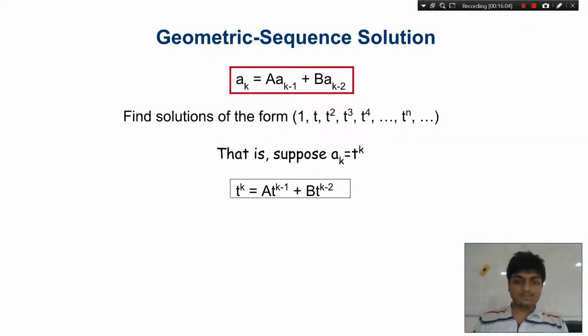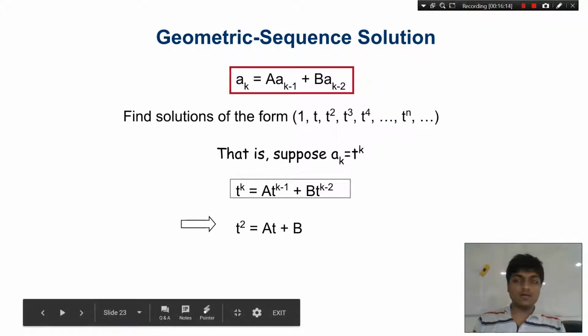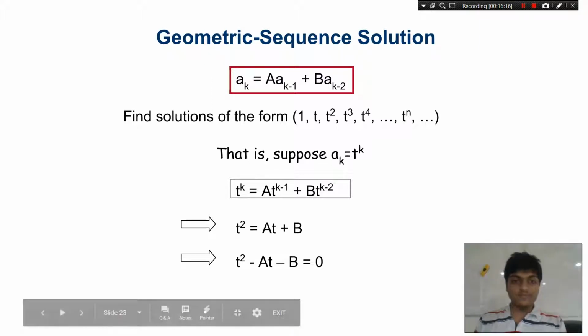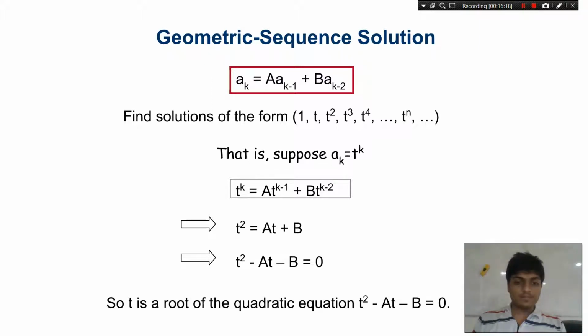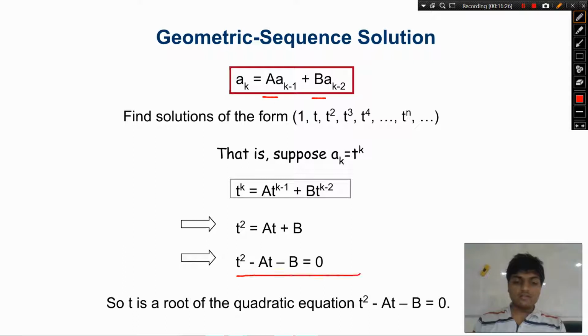So suppose that we guess that the solution to this equation, the K-th term, is given by t to the k. Then we can put this into the equation and get a quadratic equation in terms of t. So for a given recurrence relation with capital A and capital B, this quadratic equation will determine the solution to this recurrence.